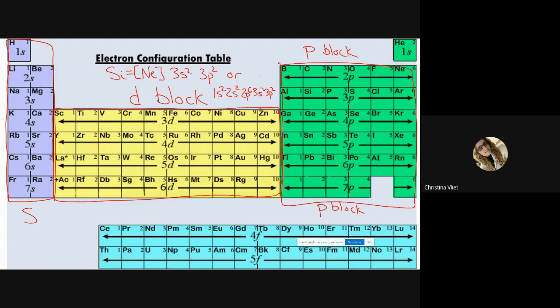The numbers at the top here are electrons. So if you add all the numbers at the top, you should get how many electrons are in that element. So if you do the full electron configuration, you add all these numbers, they should add up to become 14, which is the amount of electrons for silicon. And that's one way you can prove you're correct.